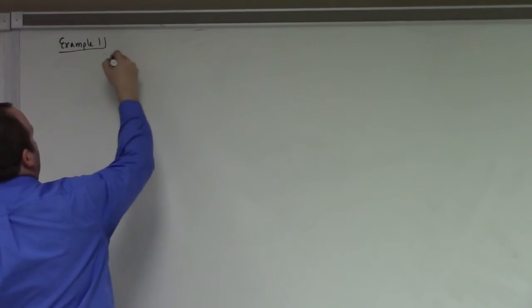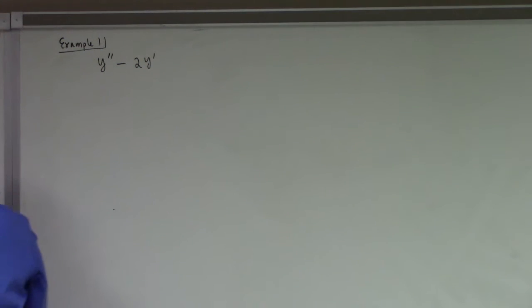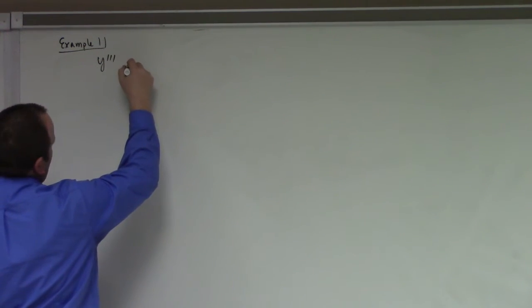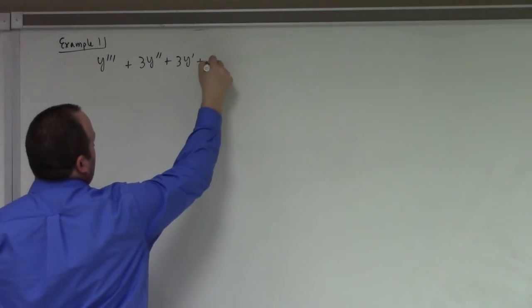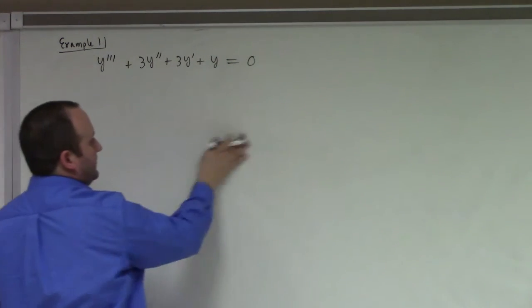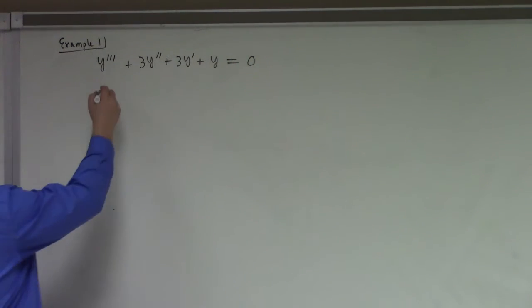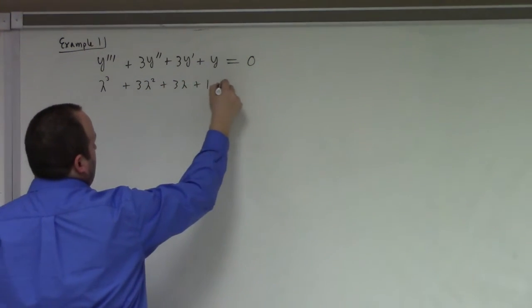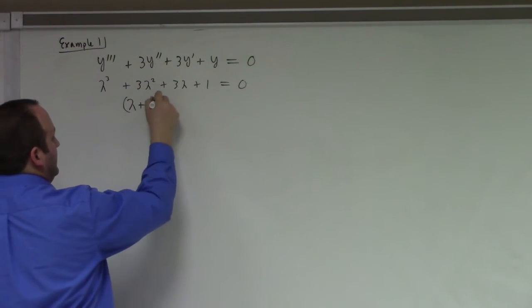Example 1, how about this? y triple prime plus 3y double prime plus 3y prime plus y equals 0. I better do a third order, otherwise it's too boring. What you learn in differential equations is you write down the auxiliary equation, or we also call it the characteristic equation: lambda cubed plus 3 lambda squared plus 3 lambda plus 1 equals 0. You factor that. This happens to be (lambda plus 1) cubed equals 0.